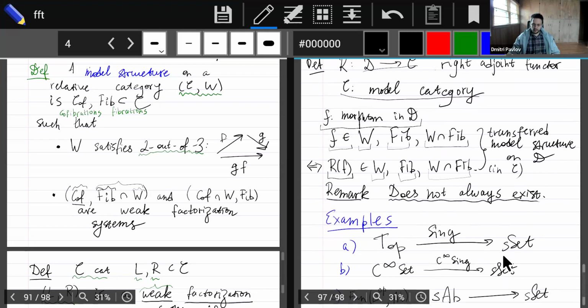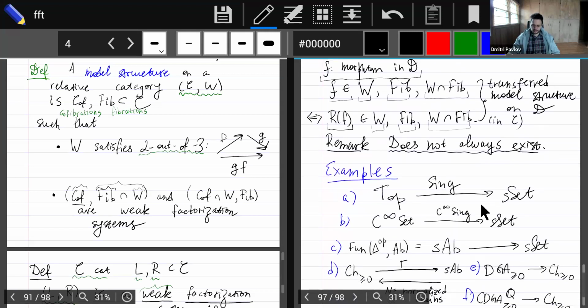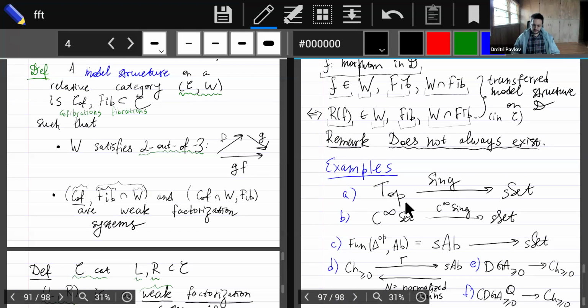Okay, so let me give you some examples of transferred model structures. The first one was also already constructed by Quillen, and in fact, it was constructed in this manner. You have the category of topological spaces and continuous maps, and you have the singular simplicial set functor from topological spaces to simplicial sets. It turns out the transferred model structure exists. And in this context, it's known as the Serre model structure.